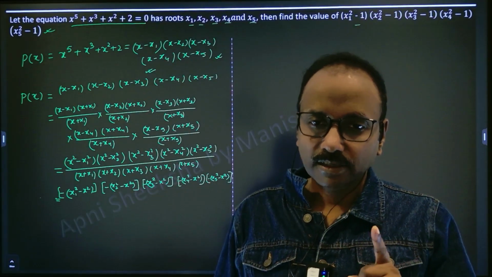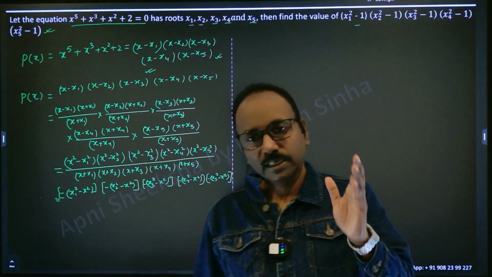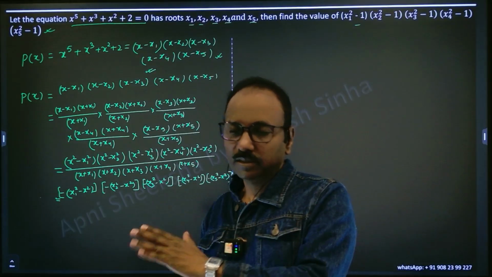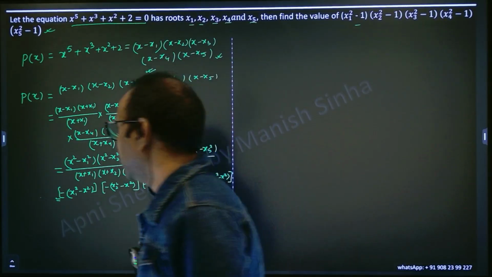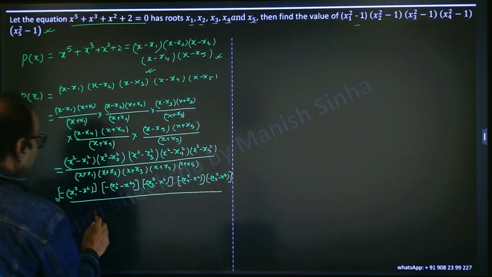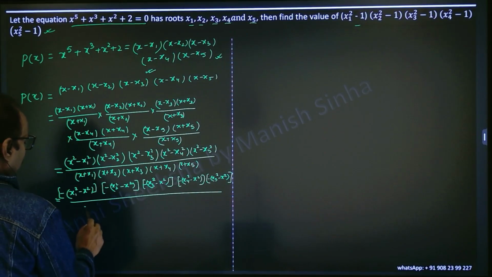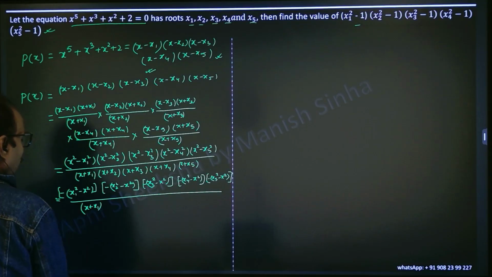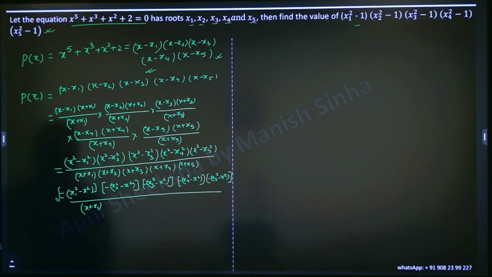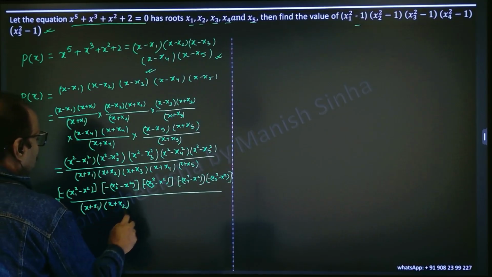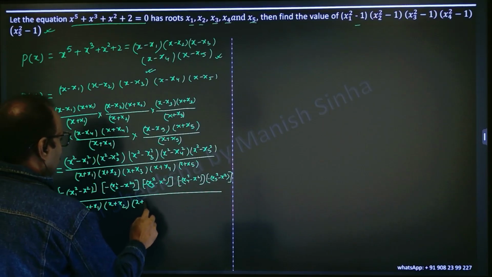And since the value of that number is 1, so 1 into 1 into 1 into 1 into 1 will be 1 only. In the denominator you will keep the same. Or here also you can change, but let us keep it like this right now.